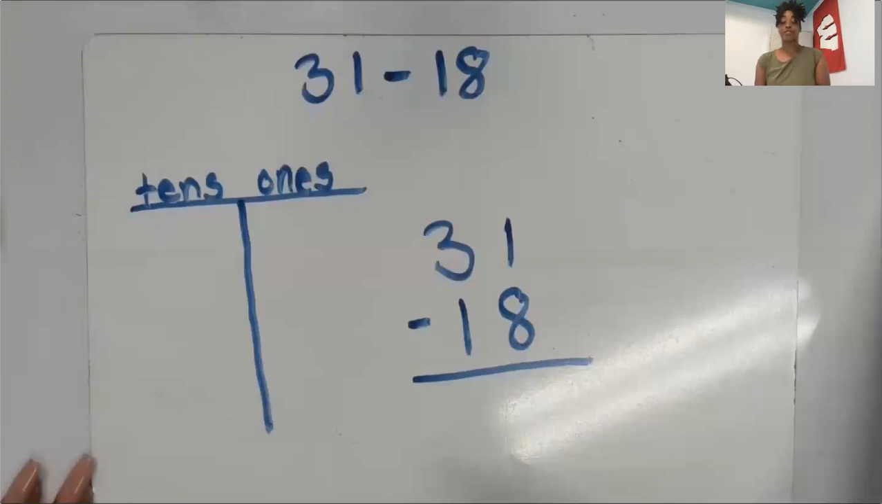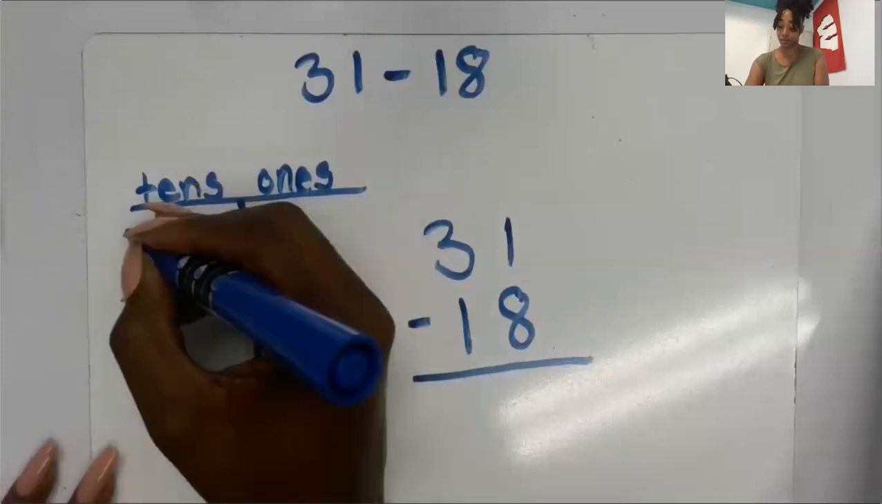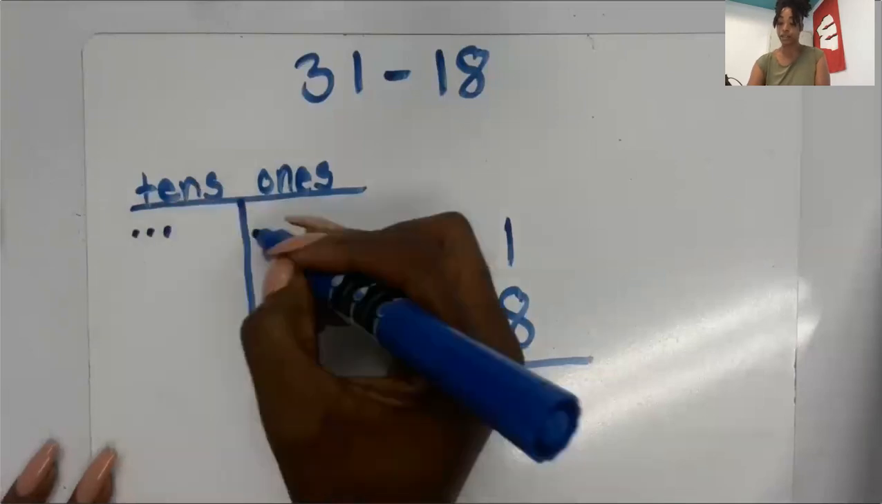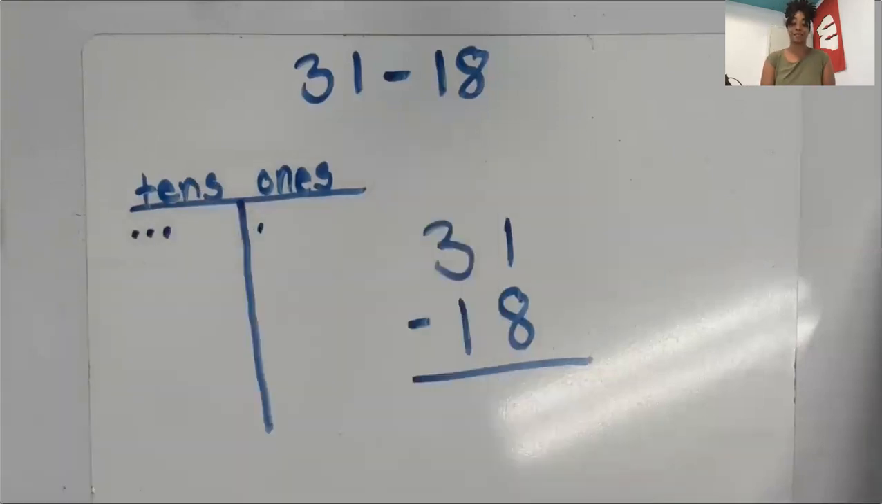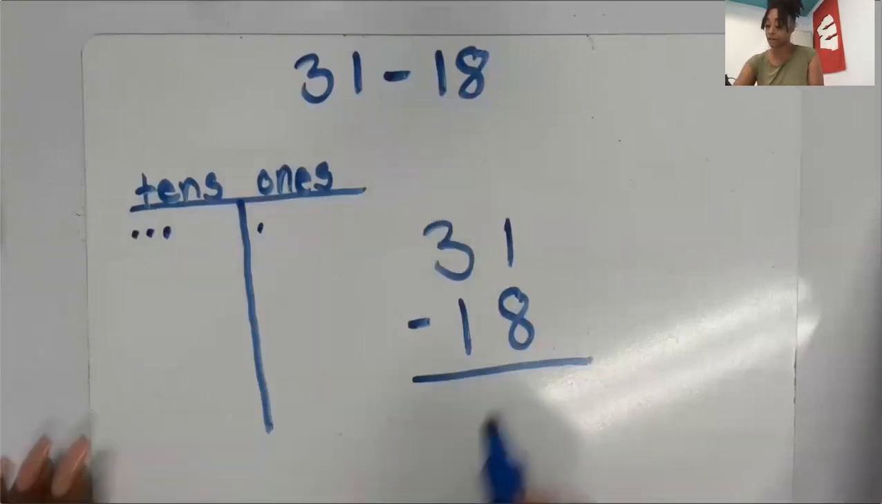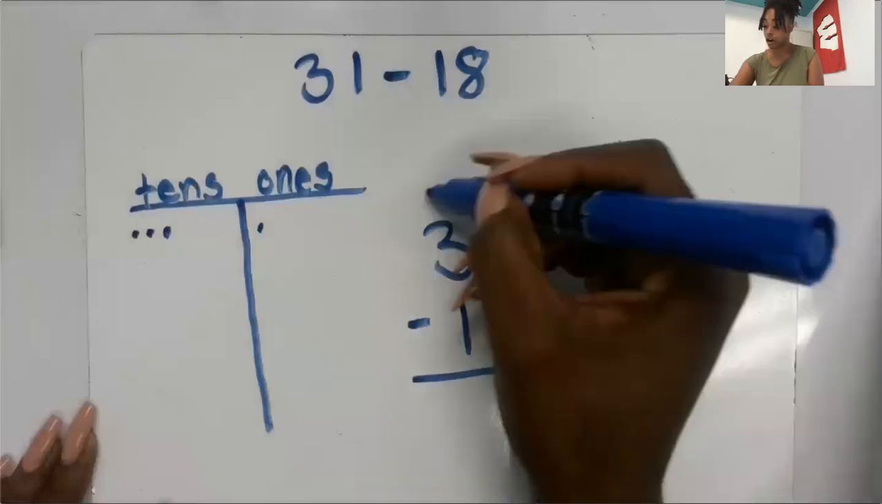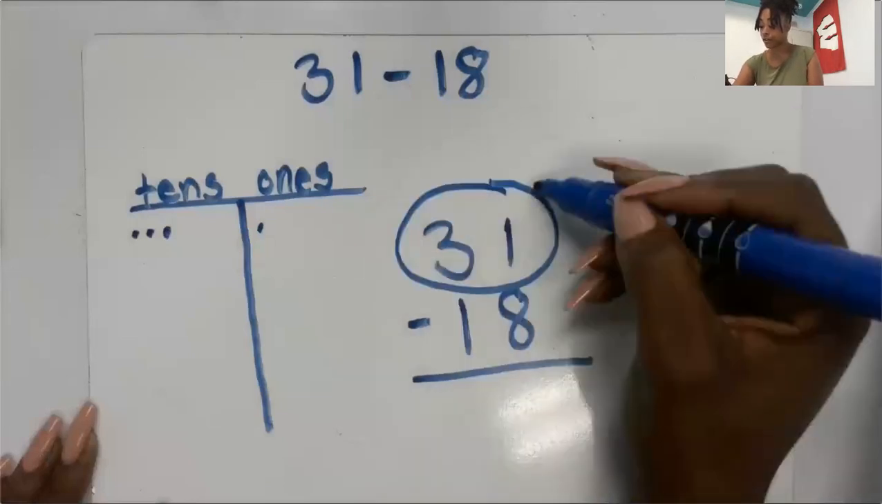Let's write 31 into our chip model using dots or chips. How many tens and ones are in 31? There are 3 tens and 1 one in 31. Let's look even more closely at our whole value. Draw a magnifying glass around our whole 31.